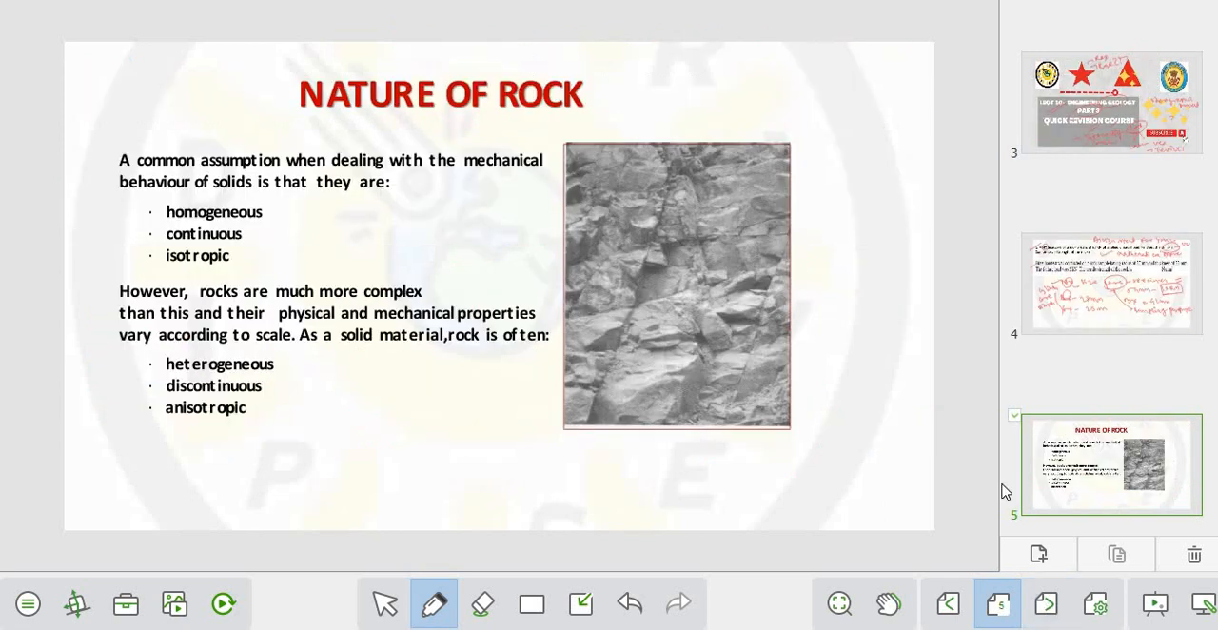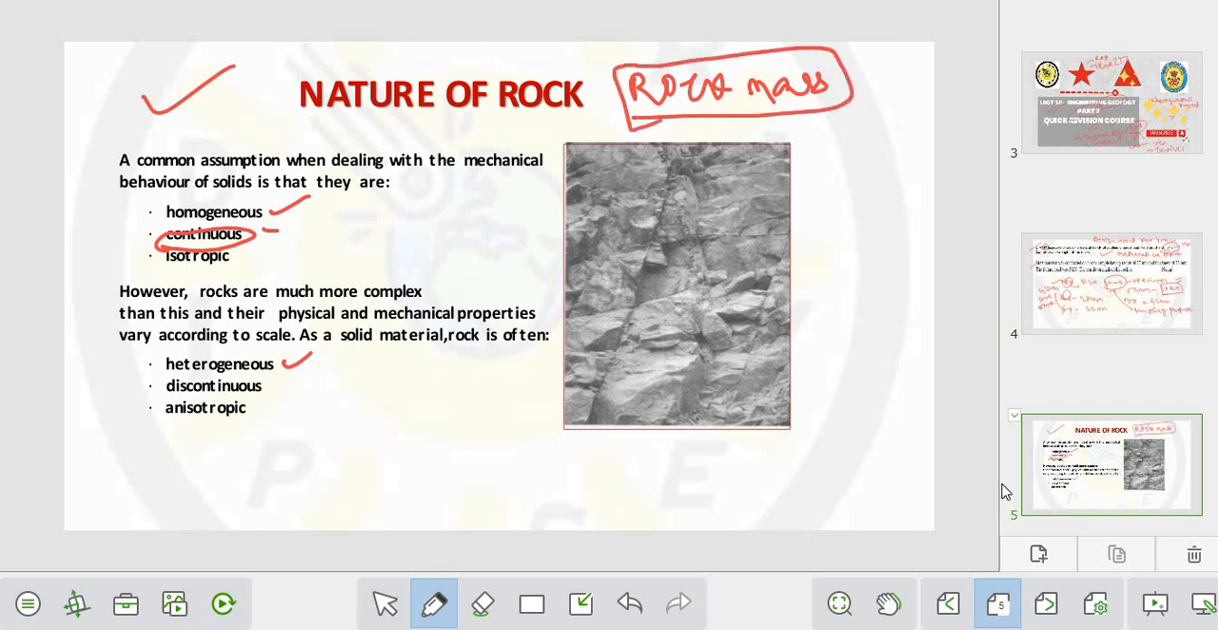We have already discussed the nature of rock. What are the different types of rock? Homogeneous rock, whether the rock is continuous or discontinuous in nature, or the particular rock mass. This is not actually rock. If you are studying engineering geology, the main purpose is the rock mass.